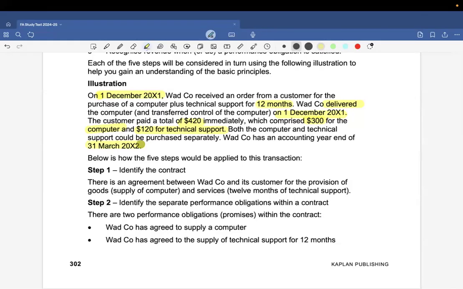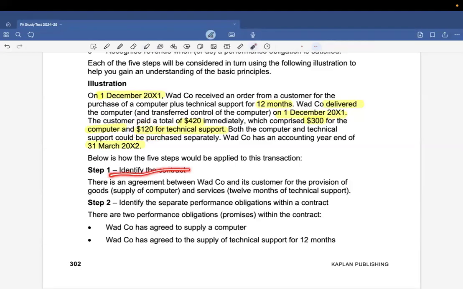The problem is with the service. The service is spread for 12 months. Understood? So you have to time apportion the service and recognize the revenue. Understood? Just like depreciation. Okay. So out of the 120, you can only recognize from 1st December to 31st March. Understood? Okay, no? So let's see.